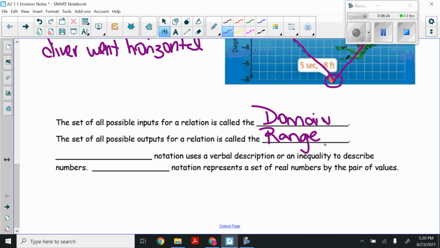Now we're going to talk about notation. The first type we're going to talk about is called set builder. Set builder notation uses a verbal description or an inequality to describe numbers. Then we also have interval notation, and this represents a set of real numbers by the pair of values. Interval notation is the one that we will use mainly in this class.